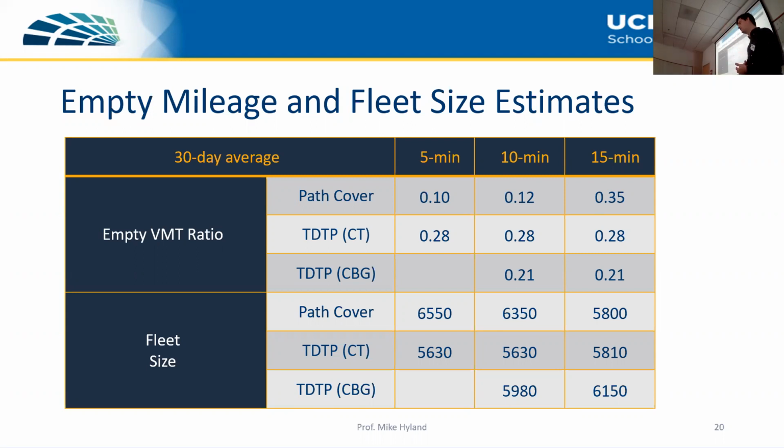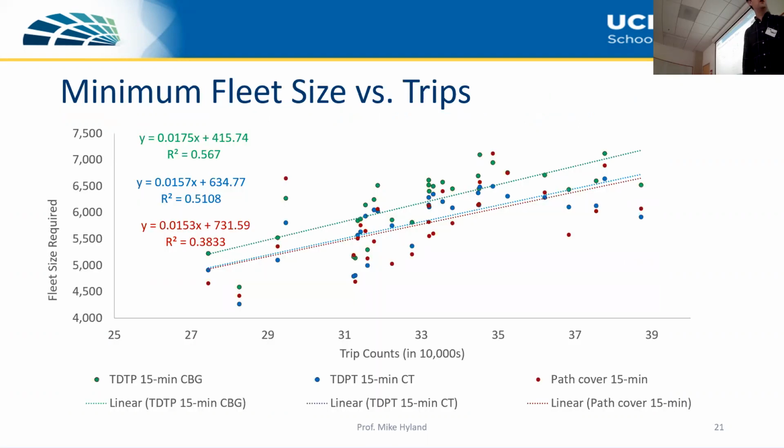So one of the next parts of our research project is to compare these estimates against an agent-based simulation to see which of these aggregation levels and which of these methods provides a tighter bound for the minimum fleet size. Okay, so two things we looked at: what's the relationship between the fleet size, minimum fleet size?